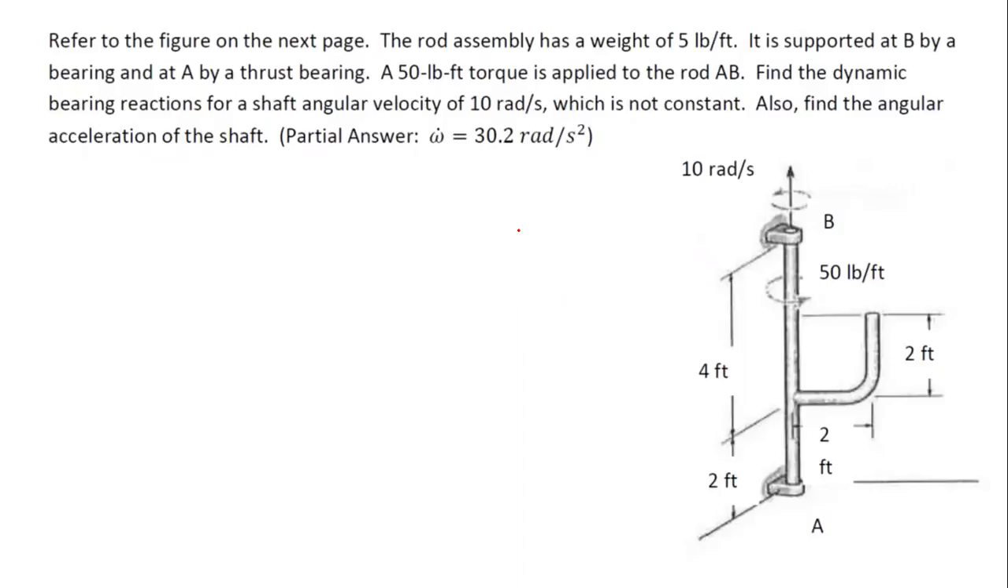So when I do out my FBD and my KD, I would start out with this guy going around like this, and then this going up like that. So there's my rendition there. What do you think it means by the thrust bearing at A?